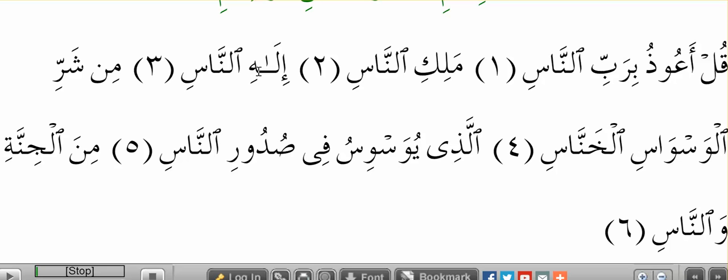Harful jar, the ba. The harful jar. When we put this ba on the word Rabb, that's where the kasra on the ba comes from.